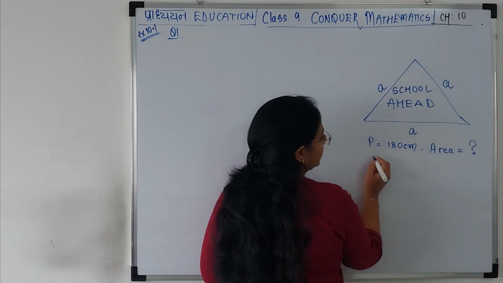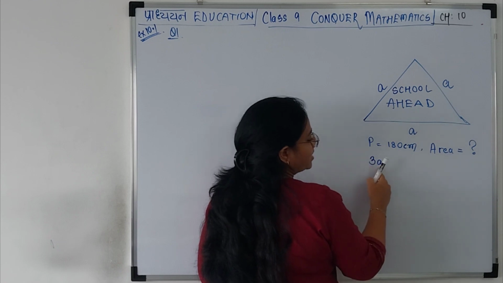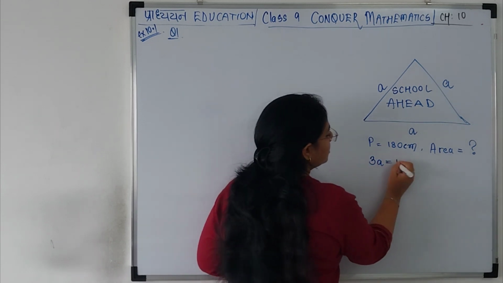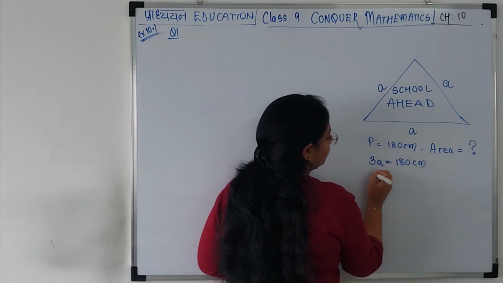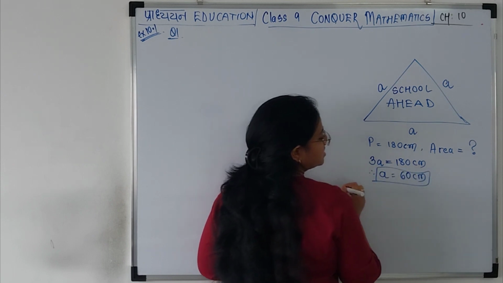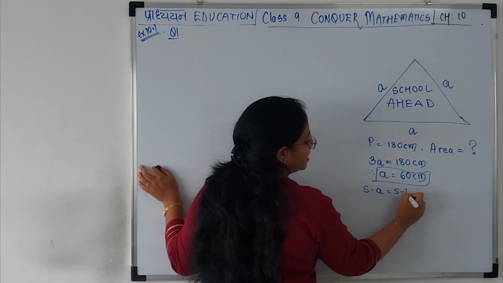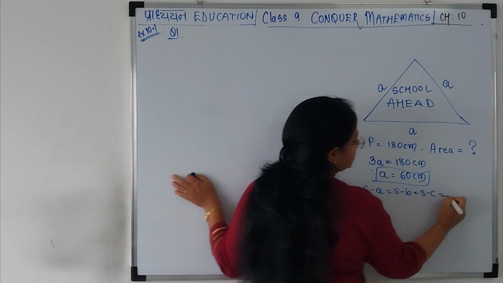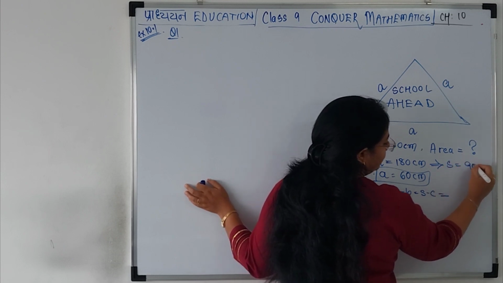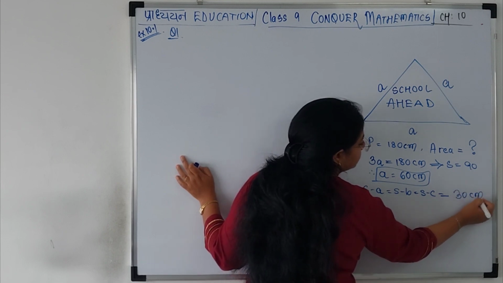So if perimeter is 180, what will be each side equal to? Perimeter of an equilateral triangle is 3A, that is 3 times the side. So 3A is equal to 180. Therefore, we have A is equal to 60 centimeters each. Now this is 60, we have to find area. We can have S minus A equal to S minus B equal to S minus C, which is equal to... if perimeter is 180 then S will be equal to 90. So 90 minus 60 will be equal to 30 centimeters.